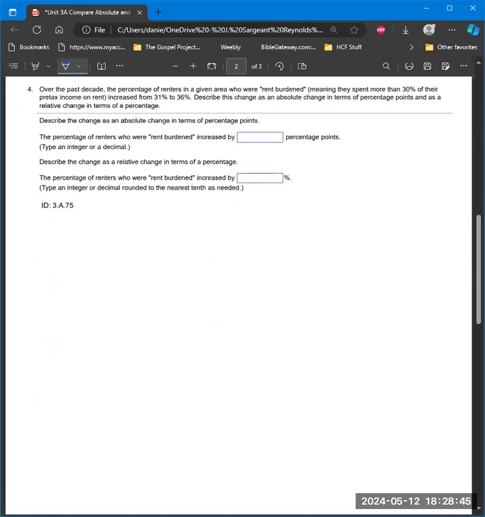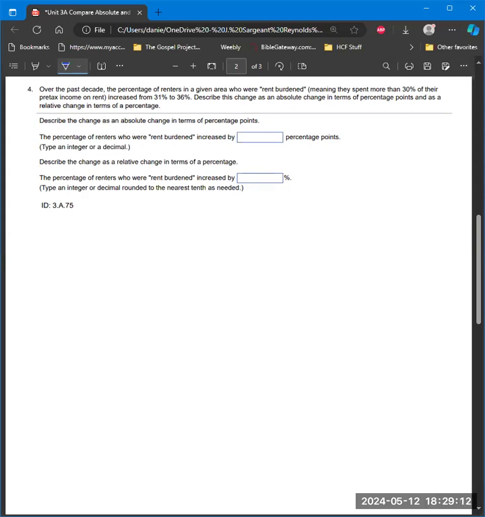All right, now let's look at this last problem for this section. Over the past decade, the percentage of renters in a given area who were rent burdened, meaning they spent more than 30% of their pre-tax income on rent, increased from 31% to 36%. Describe this change as an absolute change in terms of percentage points.